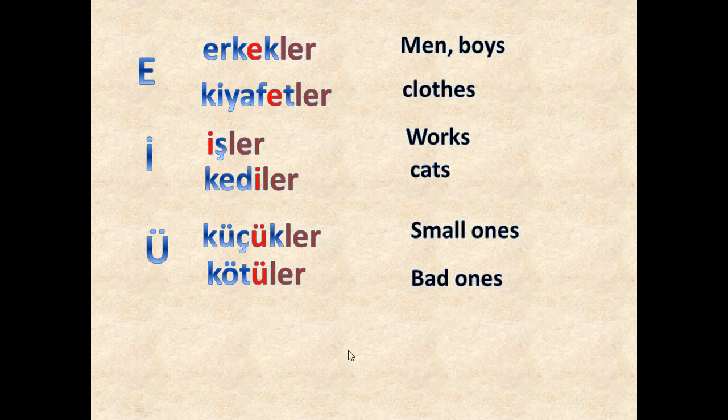I'll pronounce it one more time. Küçükler, kötüler. The sound or the vowel ö is another thin sound that we have, and here we have an example like gözler. Göz means eye, like the eye on your face. And gözler means eyes.